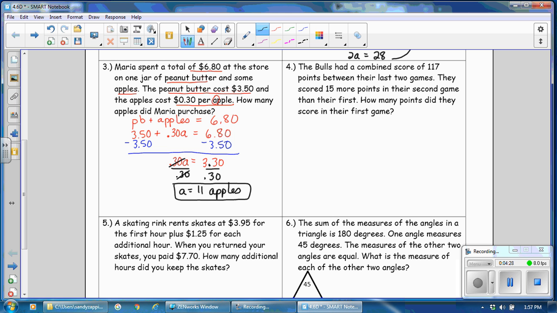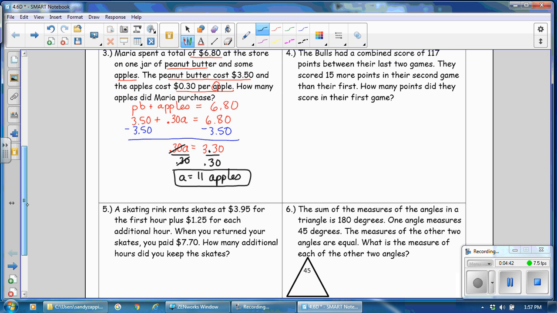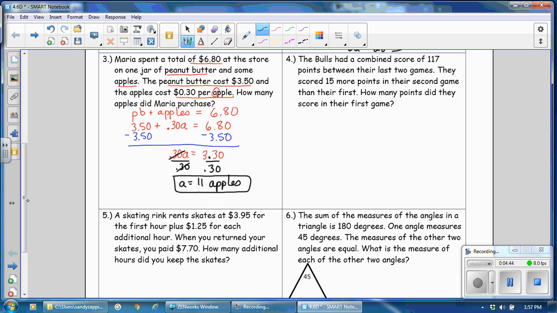Number 4. The Bulls had a combined score of 117 points between their last 2 games. They scored 15 more points in their second game than their first. How many points did they score in their first game? You could use a two-way table to set this up, or you could go straight to writing an equation. If you were to use a two-way table, you would keep track of game 1 and then game 2.